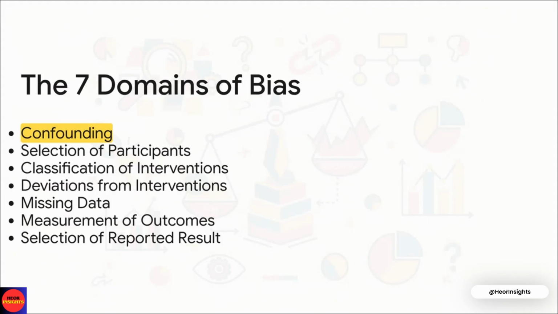All right, so here they are. The big one for us in HEOR is number 1, bias due to confounding. This is so critical because of confounding by indication, where the reasons a patient gets a certain treatment are also related to their outcome. Then you have bias in selecting participants and how interventions are classified, bias from people not sticking to their intended interventions, bias from missing data, bias in measuring outcomes, and finally, bias in how the final result is selected and reported.